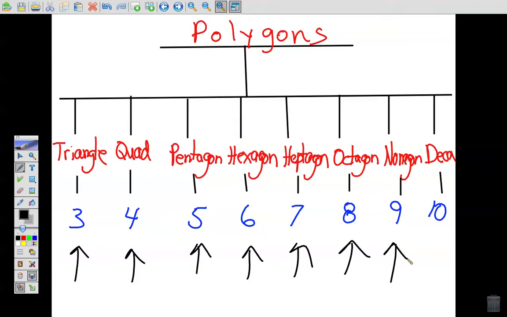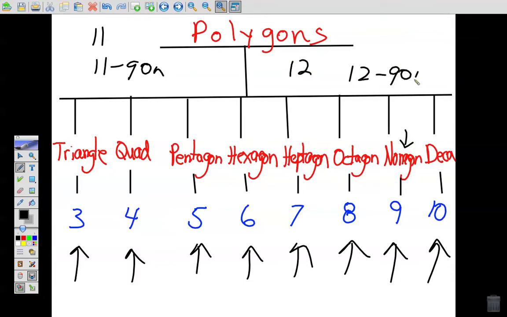And a 9-sided figure is what we call a nonagon. I just didn't print that real well, but N-O-N-A. And then a 10-sided figure is a decagon. Now they keep on going, believe it or not. For example, an 11-sided figure is called an 11-gon. And a 12-sided figure would be a 12-gon. And they just make it real easy. That way they just throw in the number of sides and then G-O-N.